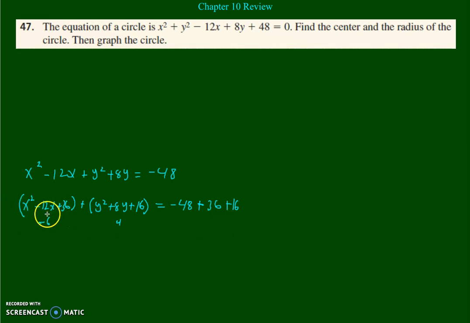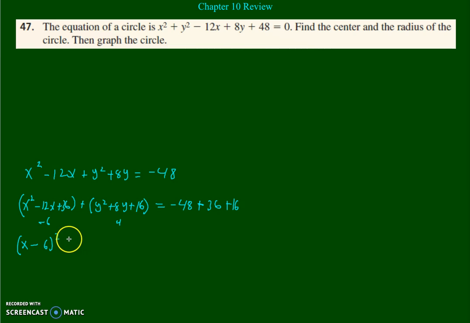Now, I have a perfect square trinomial. This perfect square trinomial is the equivalent of the following. We take the first term and square root it. We take this sign and this term and square root it. And square the whole thing. So if we were to take the square of x minus 6, in other words, if we multiplied x minus 6 by x minus 6, we would get this term.